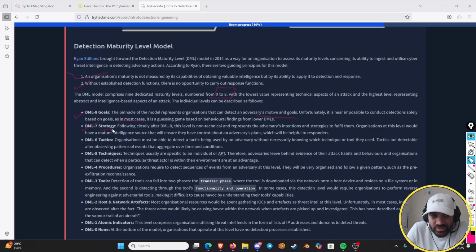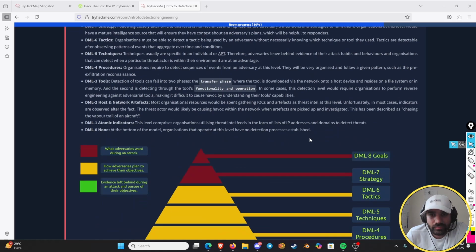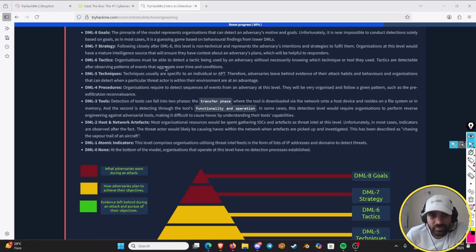Now, DML 7, strategy, followed closely by 8. This level is non-technical and represents the adversary's intentions and strategy to fulfill them. An organization at this level would have a mature intelligence source that will ensure they have context about the adversary's plan, which will be helpful to responders. Then we have 6, tactics. An organization must be able to detect tactics being used by an adversary without necessarily knowing which technique or tool they use. Tactics are detectable after observing patterns of events that aggregate over time and condition.